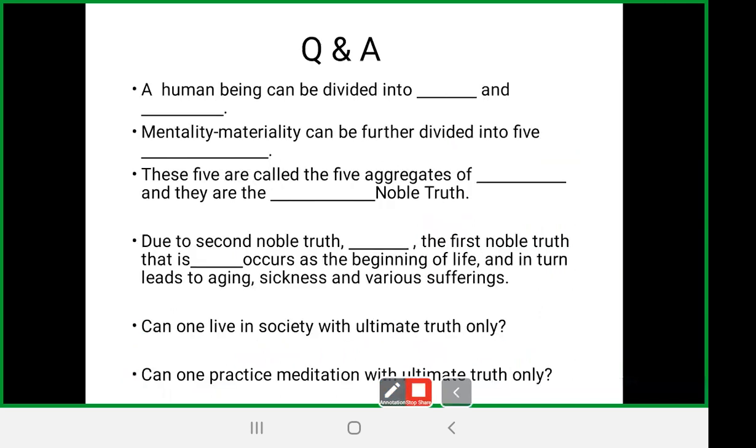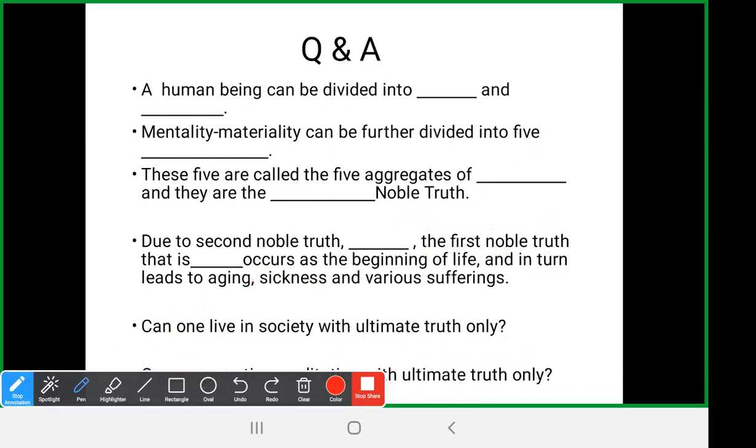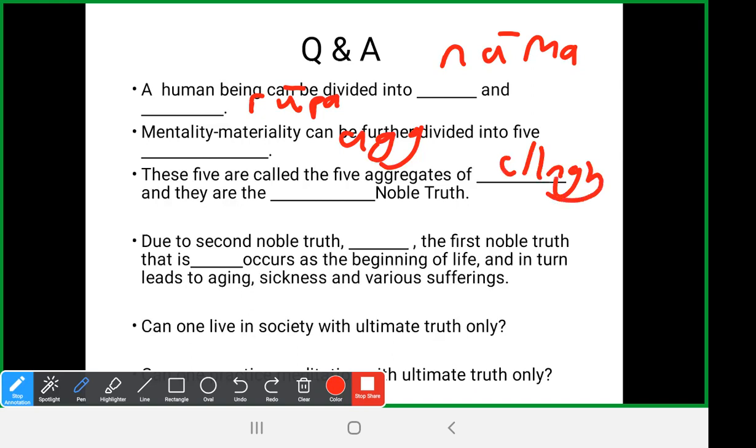Okay, next question, this one is easy. A human being can be divided into? Nama-rupa. And then the mentality and materiality can be divided into five? Aggregates. So these five aggregates are called the aggregates of clinging, the first noble truth. Due to the second noble truth, what is this? Craving. Craving occurs as the beginning of life. What occurs at the beginning of life? Rebirth. How do you call rebirth in Pali?